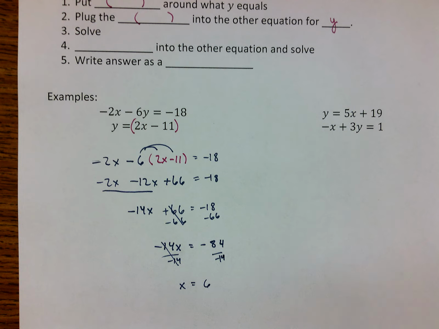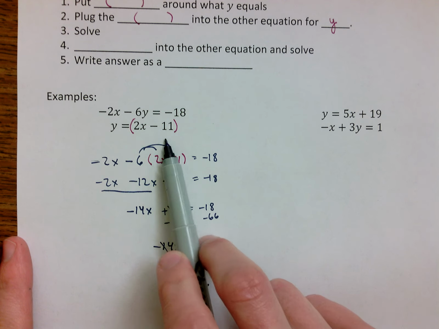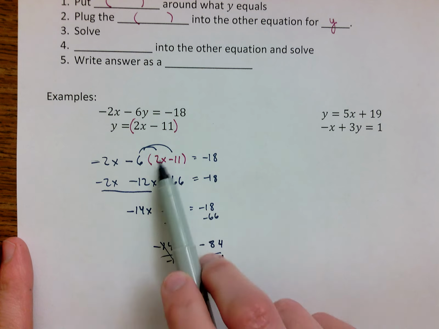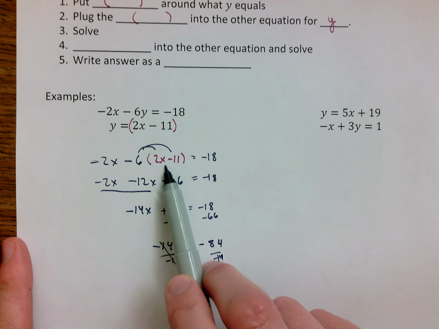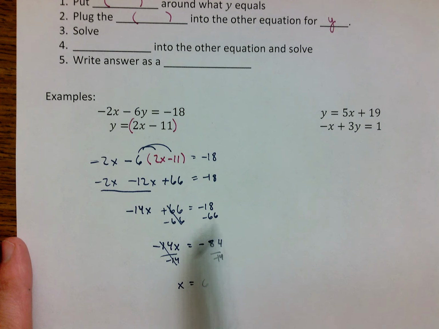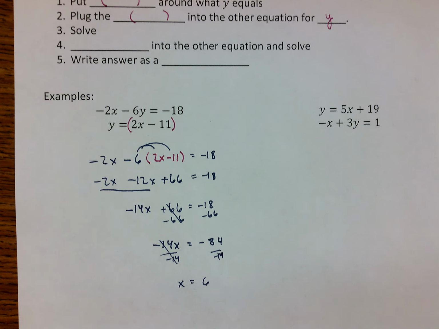Okay, so recap, what have we done so far? We put parentheses around the thing that y equals. We rewrote the other equation, the top one, but we replaced the y with the stuff in parentheses. Distributive property, combined our like terms, and then we just solved like normal. You can use a calculator. Okay, so that's step 1, 2, and 3.